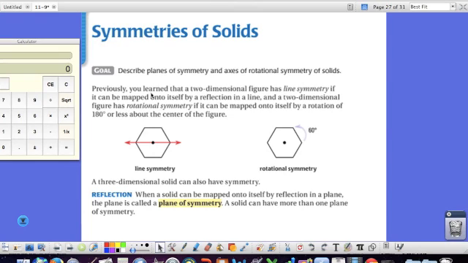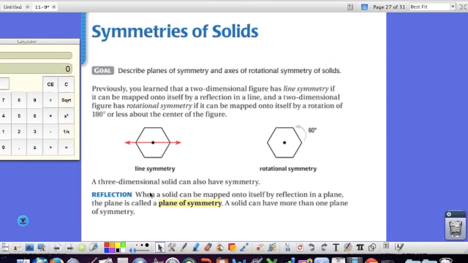Previously, we learned that a two-dimensional figure has line symmetry if it can be mapped onto itself by reflection in a line. And a two-dimensional figure has rotational symmetry if it can be mapped onto itself by rotation of 180 degrees or less. We've actually learned that it's less than 180 degrees around the center of a figure. So a three-dimensional solid can also have symmetry.